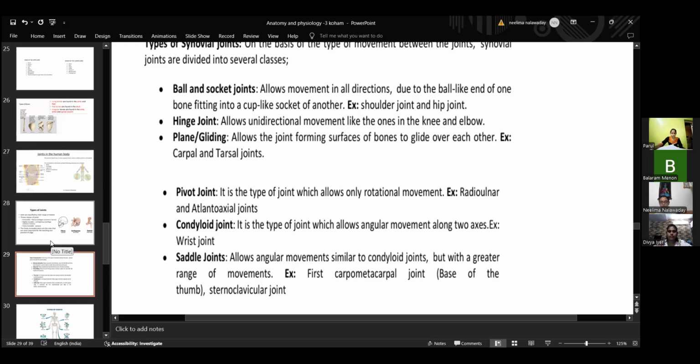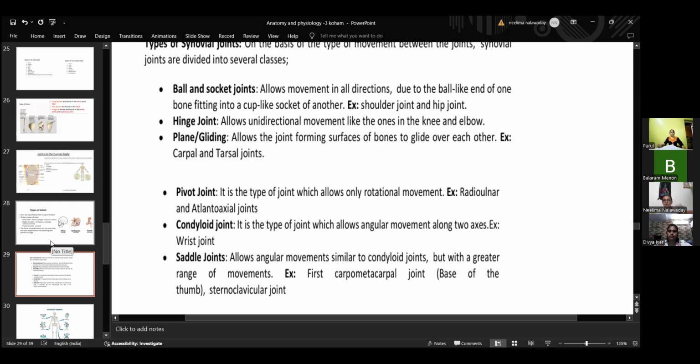So that is the pivot joint, and then the condyloid joint and saddle joint. Both are similar, but there is a little difference in their range of motion. Condyloid is the type of joint which allows angular movement, like the wrist joint. And saddle joint, the first carpometacarpal joint, so the thumb moves in this direction. Their structure is very interesting. Afterwards, you can Google the photos. It is very interesting how it moves. So saddle joint, condyloid joint, and pivot joint.